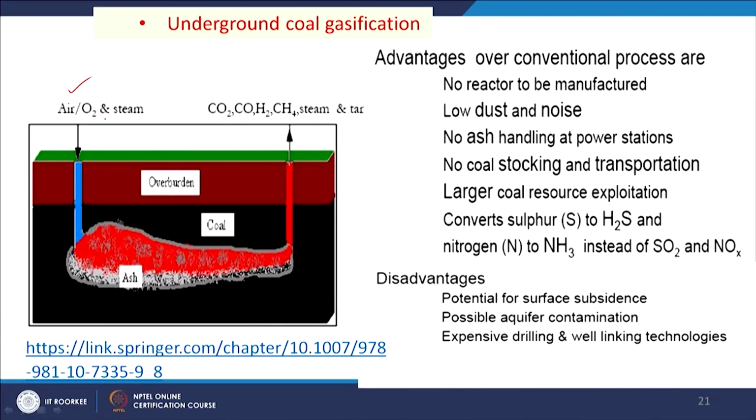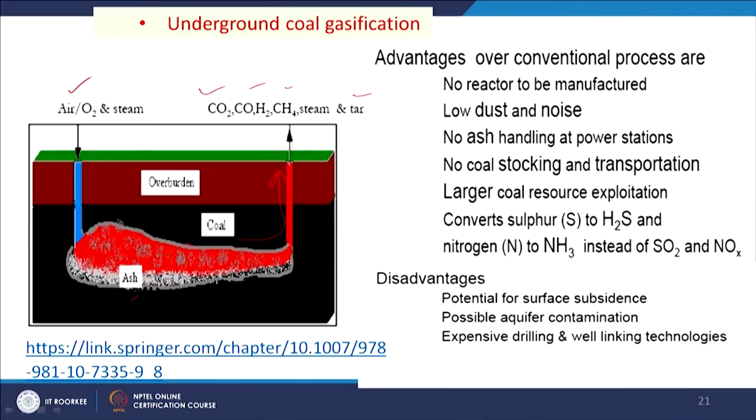Next is underground coal gasification. Another technology possibility is underground coal gasification. In this case, gasification will take place, but not in any gasification plant on the surface; it will be taking place underground. So, by that way we can remove the possibilities of emissions, etc. So, that is the philosophy of underground coal gasification. In this case air or oxygen and steam can be sent underground where coal is available, and this coal will be combusted and ash and syngas will form. So, that syngas will go up. So, it will come out as CO2, CO, H2, CH4, steam and tar.